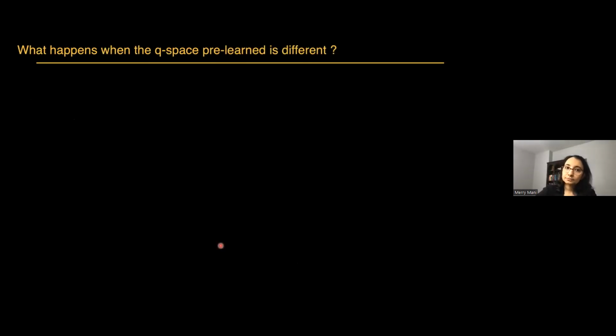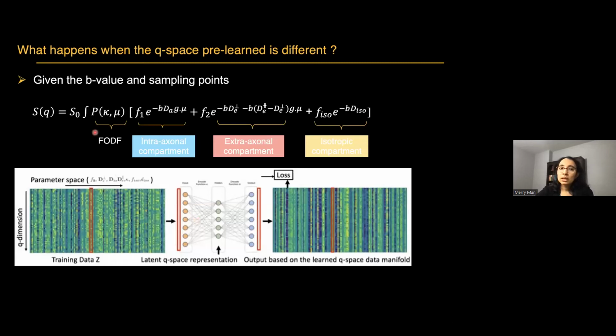So one natural question would be, what happens when our pre-learned prior is different from the data that we want to reconstruct? Of course, we predefined our b-value and the sampling points in our training phase, which means that this particular trained autoencoder can only be used to reconstruct that particular b-value and those sampling points. It won't reconstruct any arbitrary diffusion data that we want to reconstruct.